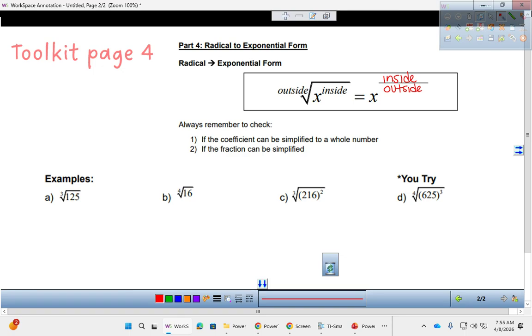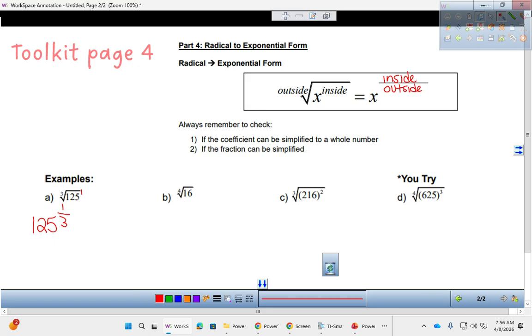So for the example of the first problem, I've got the 125, but I don't have an inside exponent. What do you think we could write if we don't have an inside exponent? 1. So the inside exponent is 1. So the base is 125 and the exponent is 1. So the base is where the x is, that's the 125. The inside exponent is 1 divided by the outside number, which is 3. If there isn't an exponent inside, you have to write a 1.